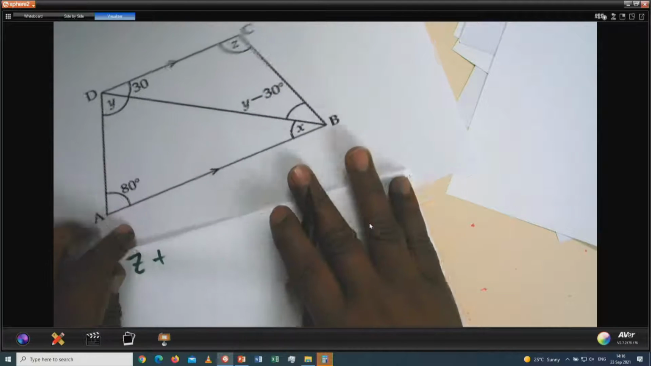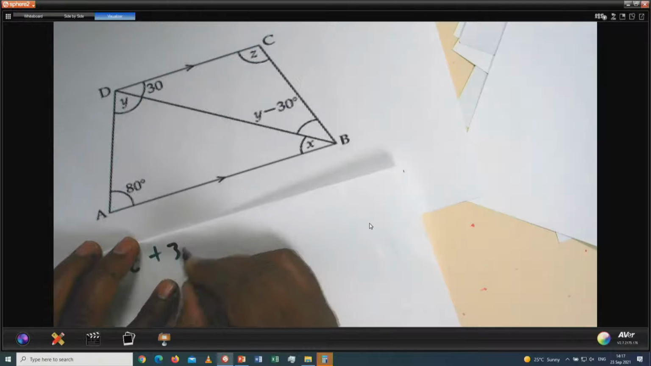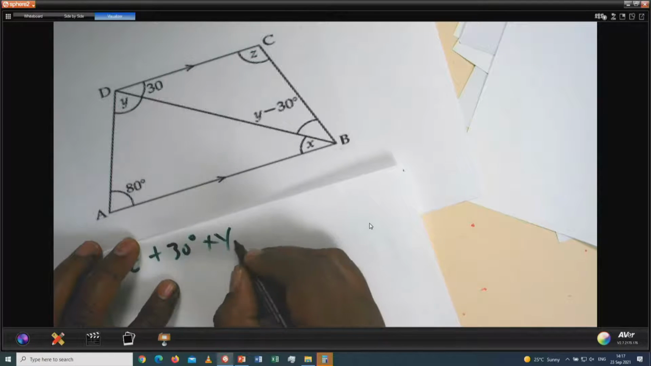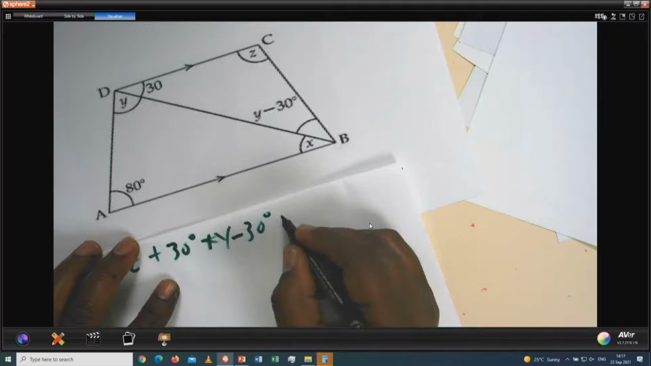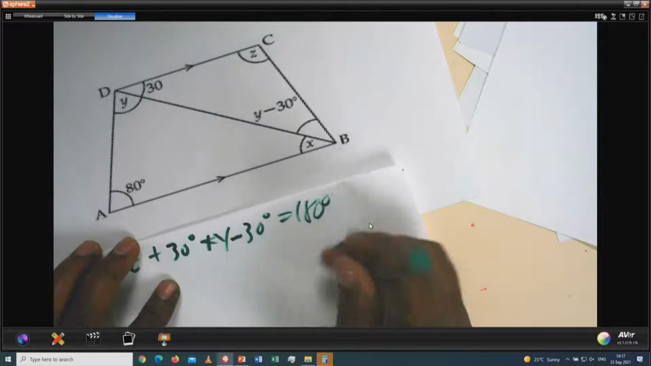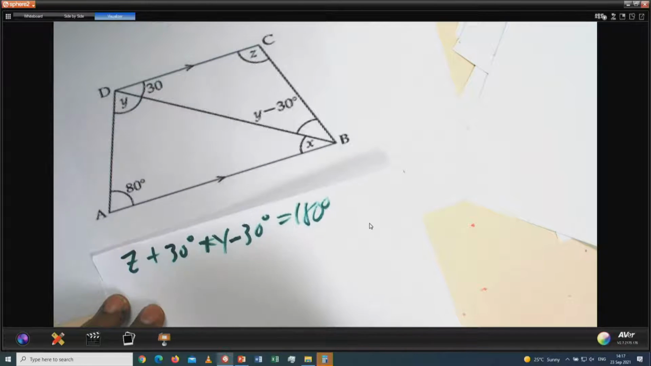Z is in a triangle. Always look at Z in the triangle. Z plus 30 degrees plus Y minus 30 degrees will give you 180, because when you add all angles of a triangle, they'll give you 180.